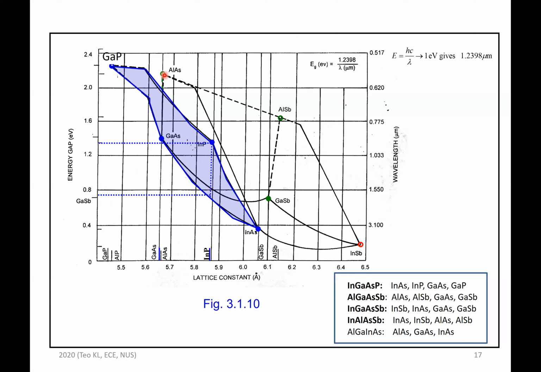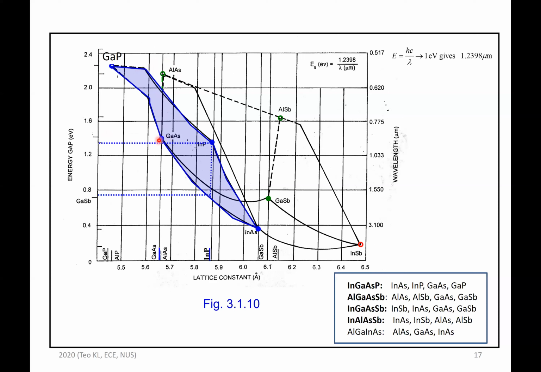So let's say I grow a ternary alloy, aluminum gallium arsenide. Aluminum arsenide is here, gallium arsenide is here. You see the green dashed line here because aluminum arsenide, as we discussed, is indirect band gap. So moving from gallium arsenide to aluminum arsenide, at a certain composition of aluminum there will be a crossover to indirect band gap. So I can grow aluminum gallium arsenide along this line, from this range to this range.